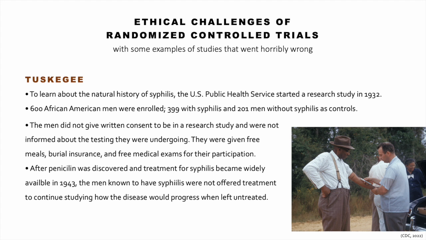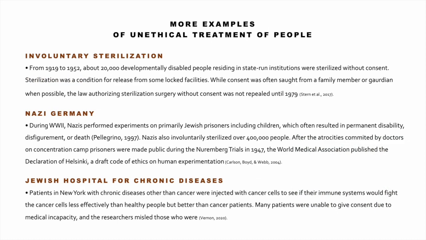There's value in remembering that we all can make mistakes, and we need to be especially cautious when dealing with human health because real people's lives are on the line. These additional examples weren't randomized controlled trials, but similarly were cases of unethical treatment of people that helped shape the ethical standards and regulations we now have in place today.